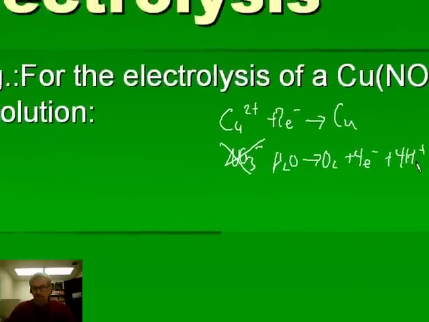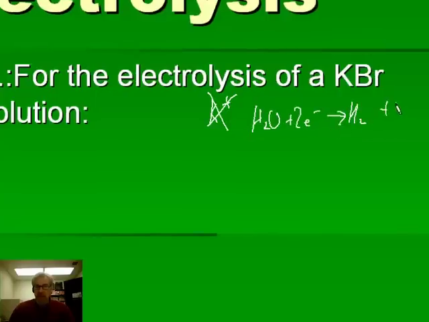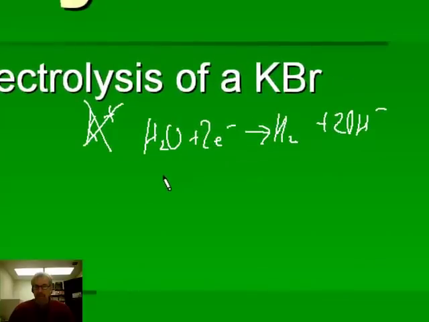Let's look at the electrolysis of a KBr solution. Our cation is potassium, K+. That's a representative metal. That's not a transition metal, and so it's not going to reduce at the cathode. Instead, we'll have water reducing to make H2 and producing OH-. The anion is Br-. That's a lower halide, so it will oxidize to Br2 and give up those 2 electrons.